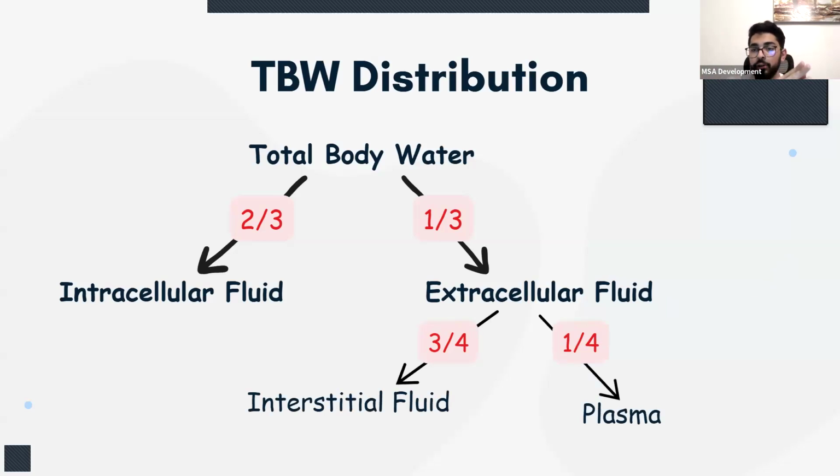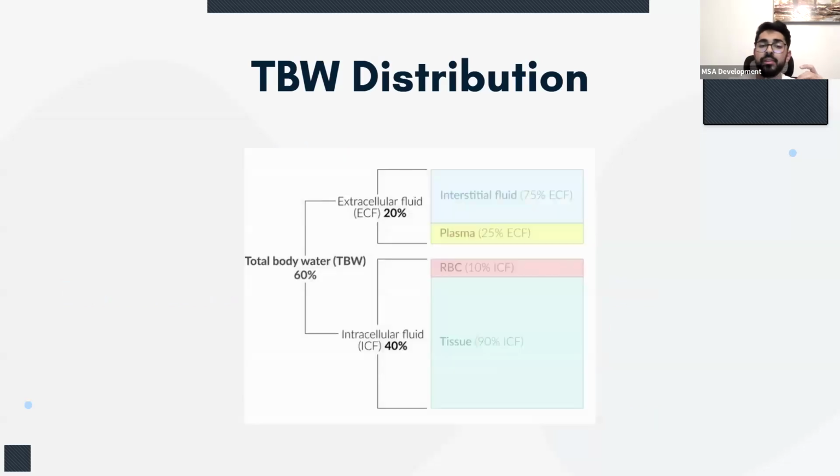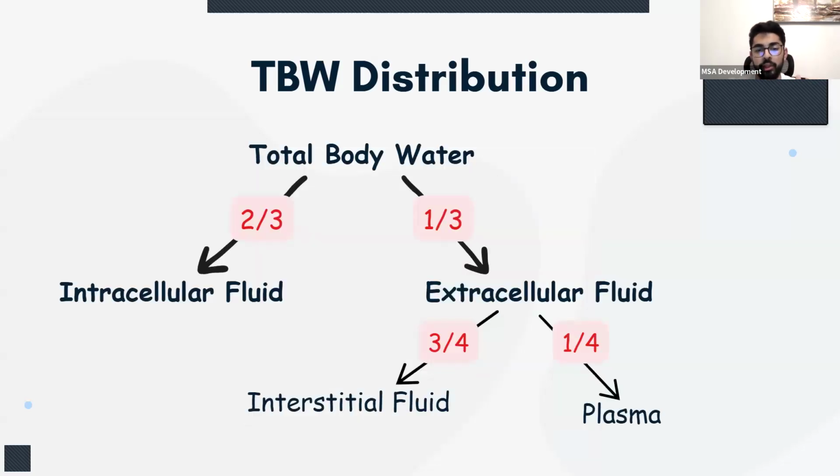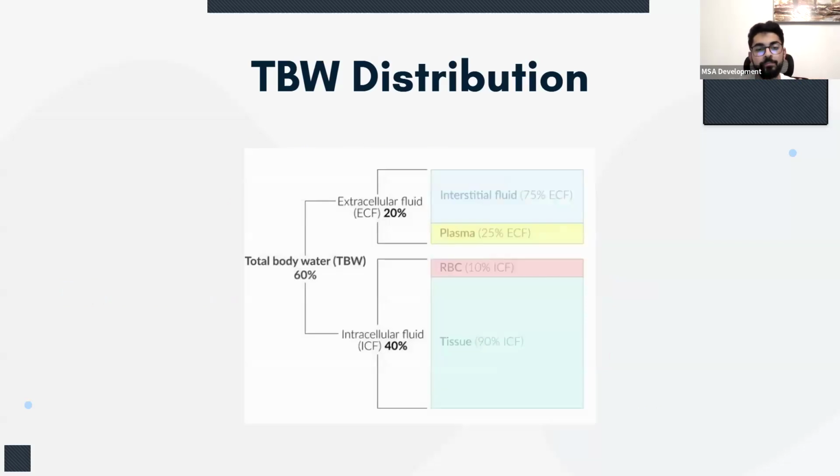The plasma, which is a part of the blood. Blood is made up of plasma and RBCs. This is the plasma compartment of the blood. It makes up 1/4 of the extracellular fluid. This is another figure that I got from Ambos that shows the water distribution in numbers. So if you prefer this one over that one, you can use that too. Okay.